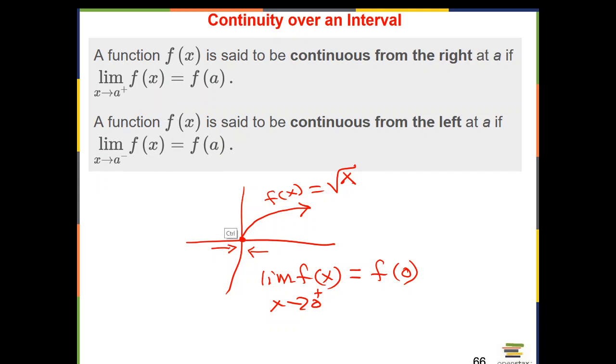And we could also have a left continuous function. For example, let's look at the square root of negative x. g of x is the square root of negative x. So this function is actually left continuous at 0, because you can't go to the right of 0, you have to be on the left of 0. So if I take the limit, it looks like that. The limit of f of x as x approaches 0 from the left is the same as f at 0, which is 0. All right, so that's the definition of left and right continuous functions.